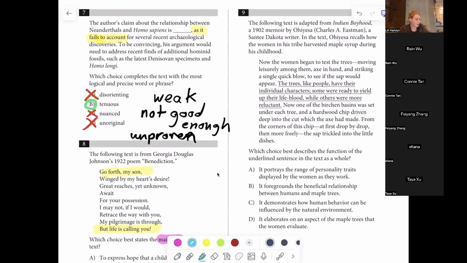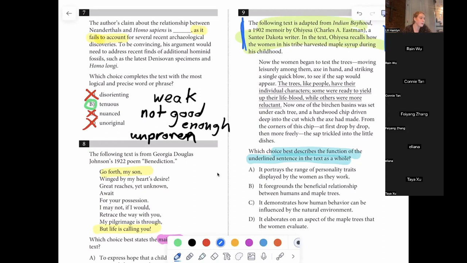So this is one of these function ones. Which choice best describes the function of the underlined sentence in the text as a whole? All right. So the following text is adapted from Indian Boyhood, a 1902 memoir by Ohiyesa, a Santee Dakota writer. In the text, Ohiyesa recalls how the women in his tribe harvested maple syrup during his childhood. It's really important to always read the context. Sometimes it's just the date, and that can also be kind of helpful. But sometimes there'll be things you wouldn't necessarily know what's going on without. So this is not a waste of time to read. Always make sure to be reading the context when it's given.